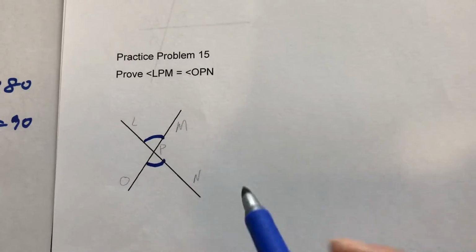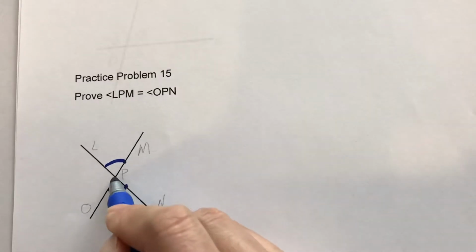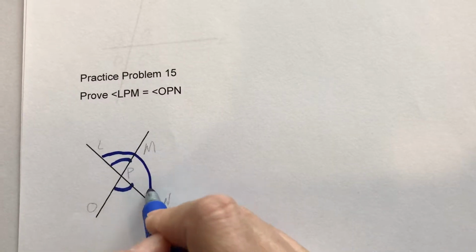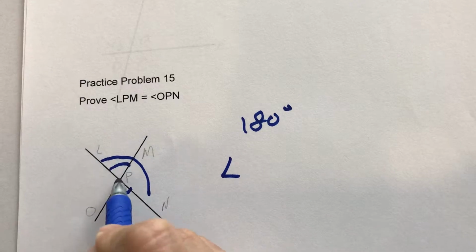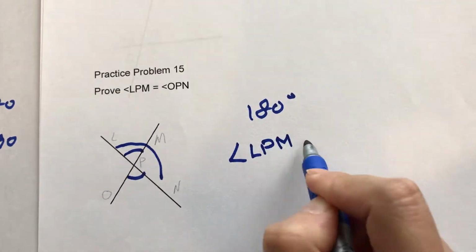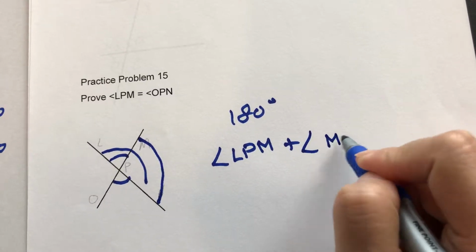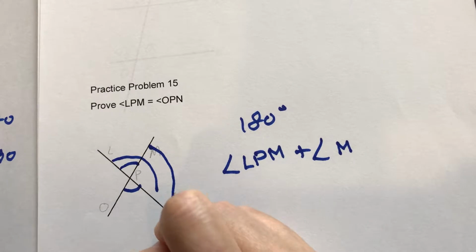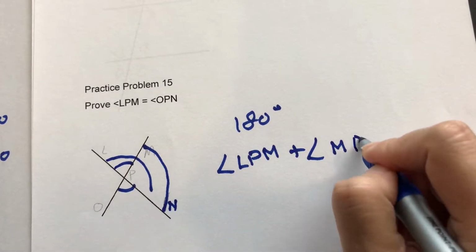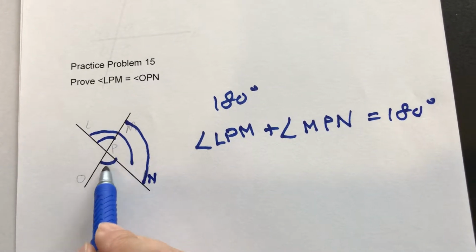Practice number 15. Prove angle LPM equals angle OPN. So how do we prove this? Both lines are straight lines. For straight lines, the angle is 180 degrees. So the angle LPM plus this angle MPN equals 180 degrees.